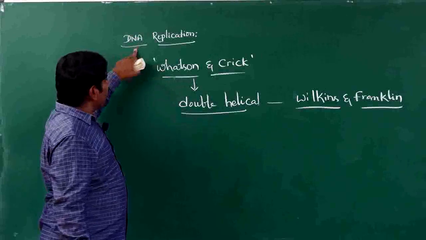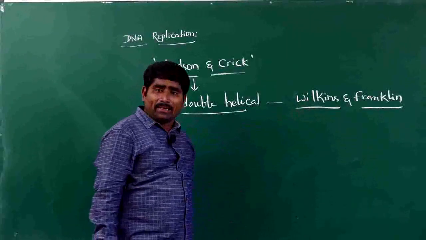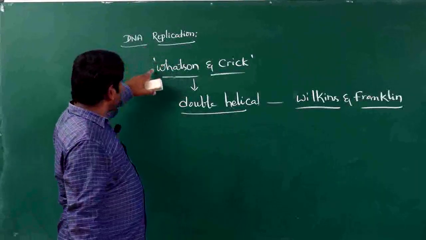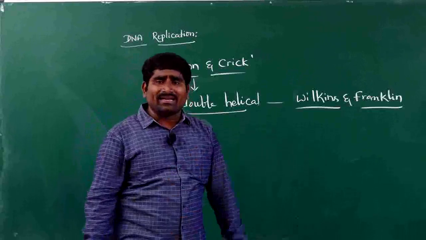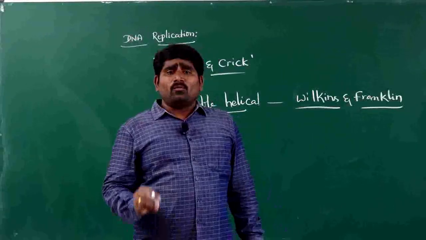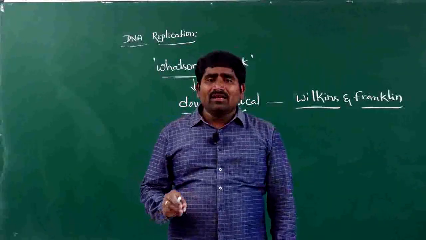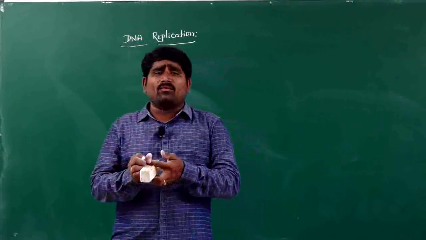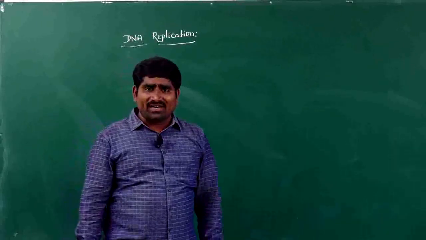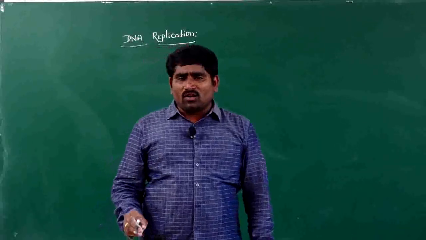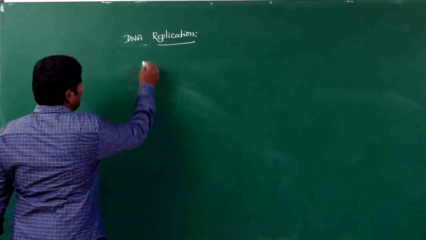Watson and Crick discovered the double helical structure on the basis of the X-ray diffraction data of DNA given by Wilkins and Franklin. And at the same time, immediately they discovered DNA replication. They gave one statement: it has not escaped our notice that the specific pairing we have postulated immediately suggests a possible copying mechanism of genetic material. So they discovered this DNA replication mechanism as the semi-conservative method.